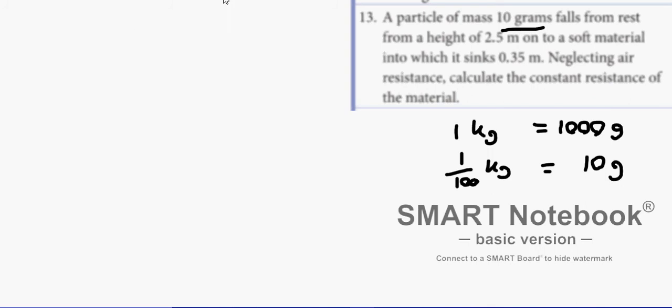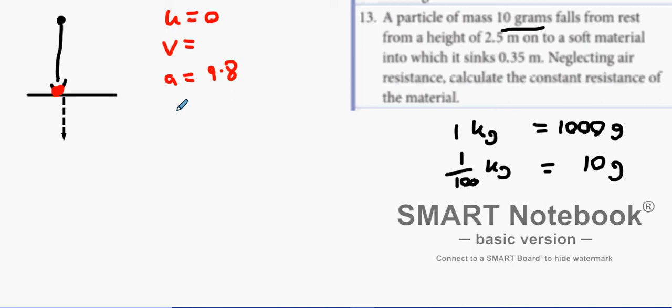Okay, so imagine your particle up here, and then it hits the surface, which is the black line, and then it stops a certain distance down. So what we need to do first is find how fast it hits the ground at. So we're going to use suvat: u equals 0 because it falls from rest, v equals, we don't know, a equals gravity, which is 9.8, s equals 2.5 meters because that's what it is. And then we have t.